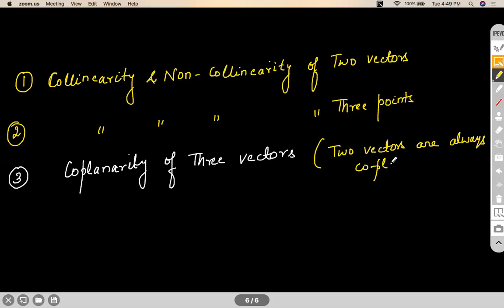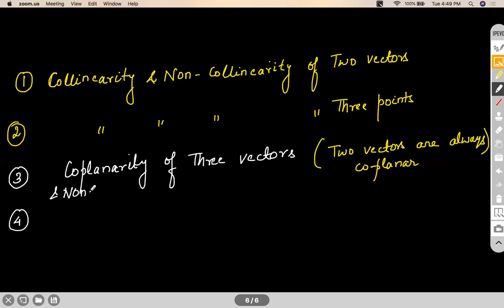This cannot be said for a line, by the way. Two lines in 3D are not always coplanar. Two lines in 3D can be skew lines also. So we'll talk about that when we start 3 dimensions with you. And the fourth thing that I'm going to talk about is, in fact, coplanarity and non-coplanarity, both we'll talk about.